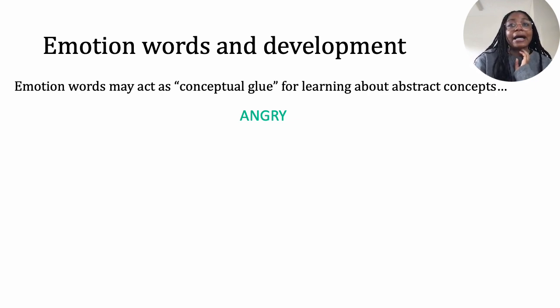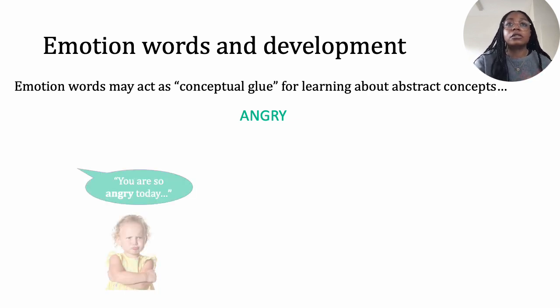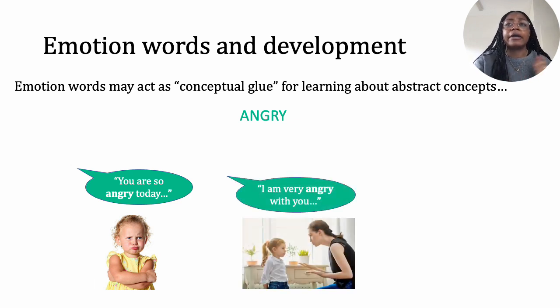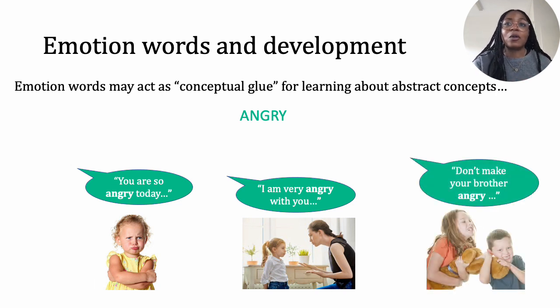So if we take the example of anger, and let's say this is presented to a child at one point by a caregiver who might say, "You are so angry today." And perhaps later on in the day, they misbehave and they're told, "I am very angry with you." And maybe towards the end of the day, again, they're told, "Don't make your brother angry." So hopefully from these three examples, you can see that there are multiple instances of the same concept or label of anger being used, but we can also see how this changes according to the context. So having emotion labels through language can help us understand abstract concepts like emotions, and this is really important developmentally.